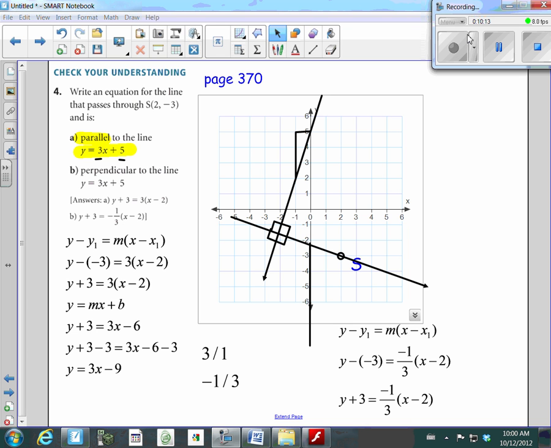And that's example 4. Check for understanding. Okay, so you should now be ready to finish assignment 6.5, as Mr. Ford will let you know what that is right away. Thank you very much.